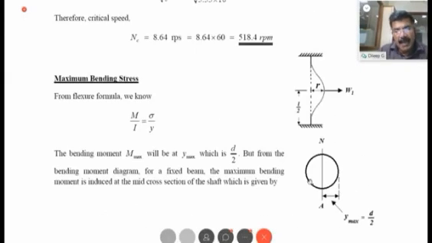ഇൻസൈഡിലുള്ള സ്ട്രെസ് എന്തായിരിക്കും? അതേ മാഗ്നിറ്റ്യൂഡ് ആയിരിക്കും, കാരണം അതേ മാഗ്നിറ്റ്യൂഡ്, പക്ഷേ കംപ്രസീവ്.